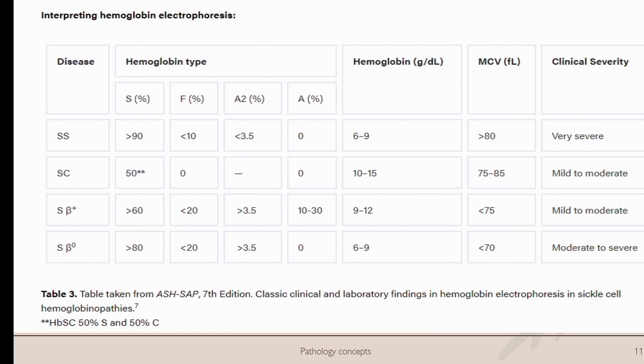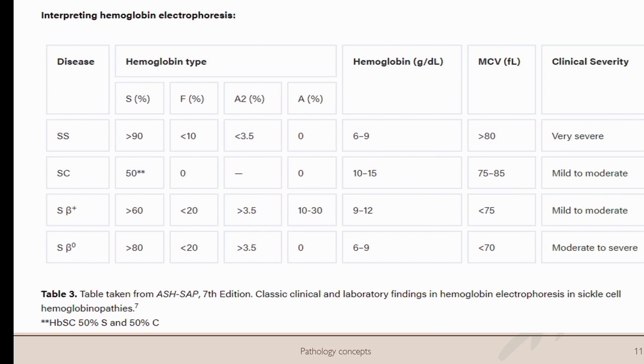In HbS beta thalassemia plus, HbS is more than 60%, hemoglobin F is less than 20%, hemoglobin A2 is more than 3.5%, and HbA is between 10 to 30%. And in sickle beta thalassemia 0, HbS is more than 80%, HbF is less than 20%, HbA2 is more than 3.5%, and no HbA is seen.